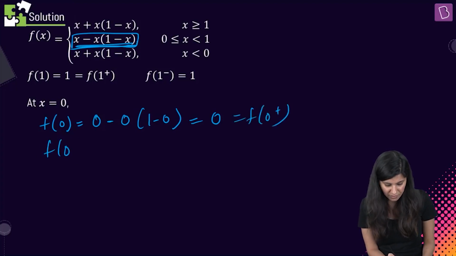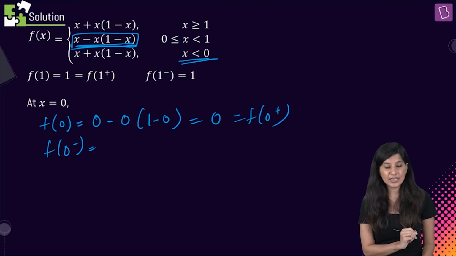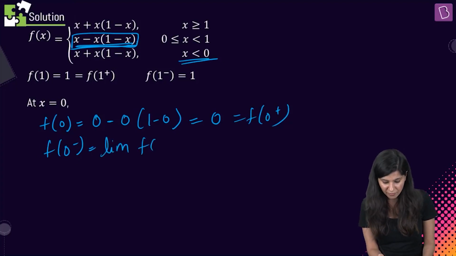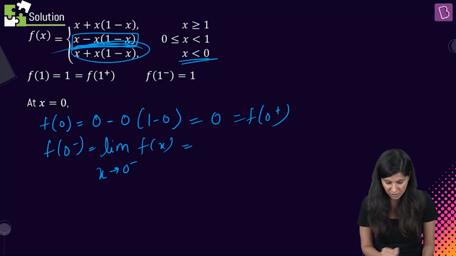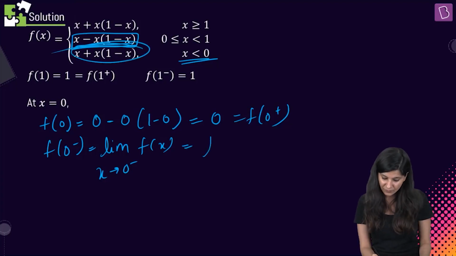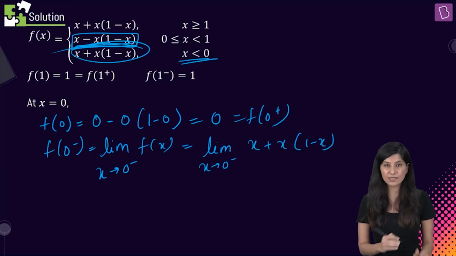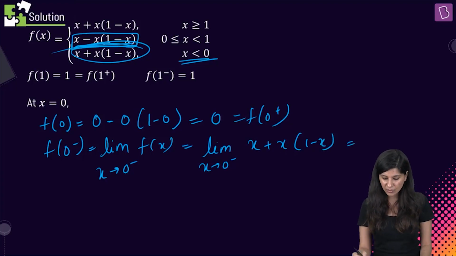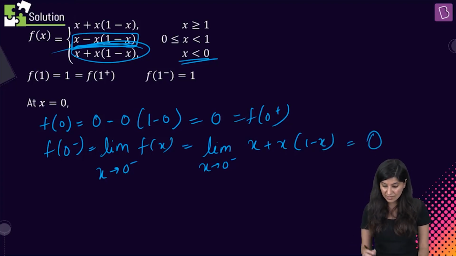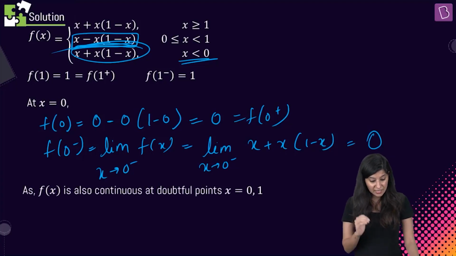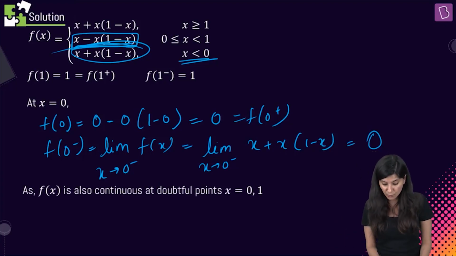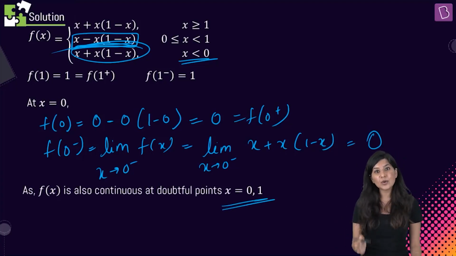If I talk about f of 0 minus, that means this particular expression, limit of f of x, where x is tending towards 0 minus, would be equal to what? This expression I need to replace by f of x. So this we have done so many times, right? x plus x times (1 minus x). The moment you plug in the value, then you'll get a 0. That means the function is continuous at the doubtful points, which are x equal to 0 and 1, both.